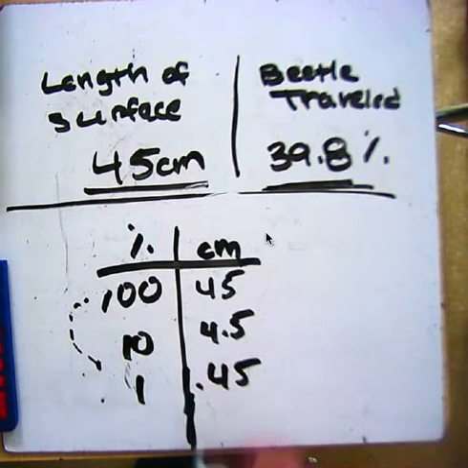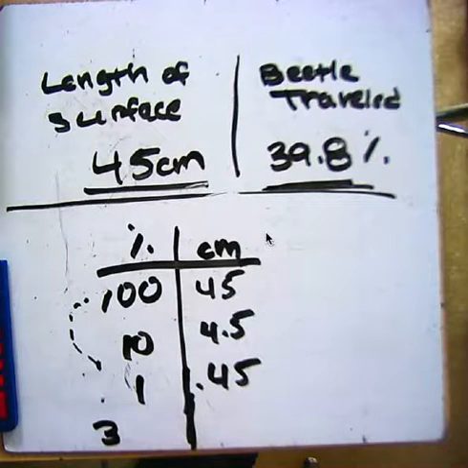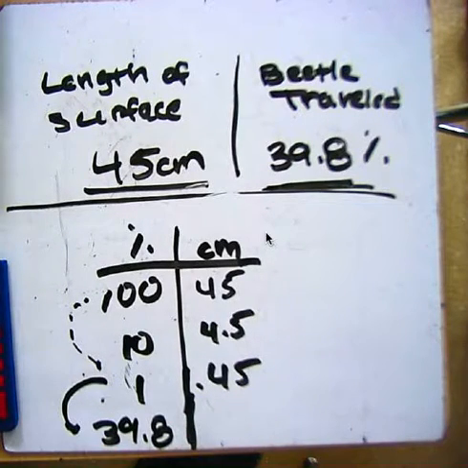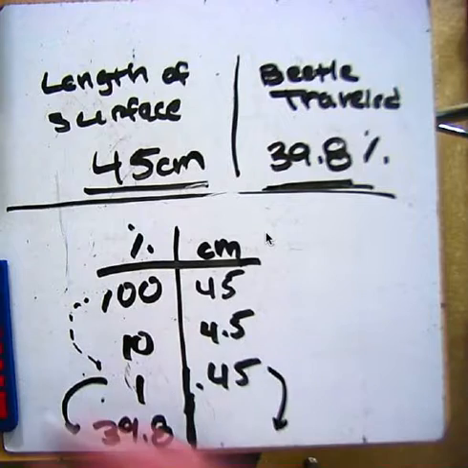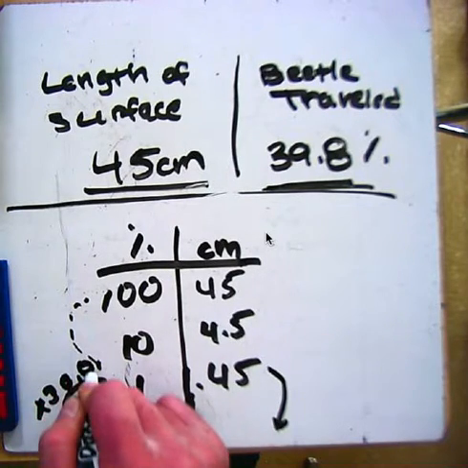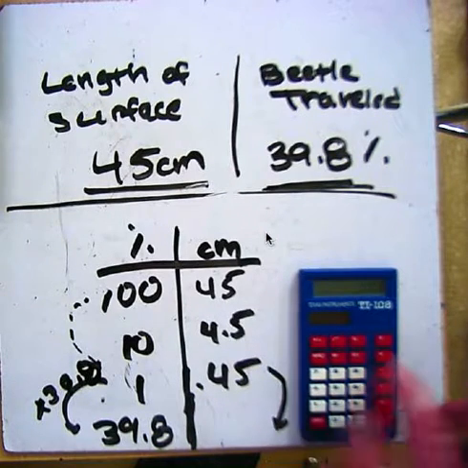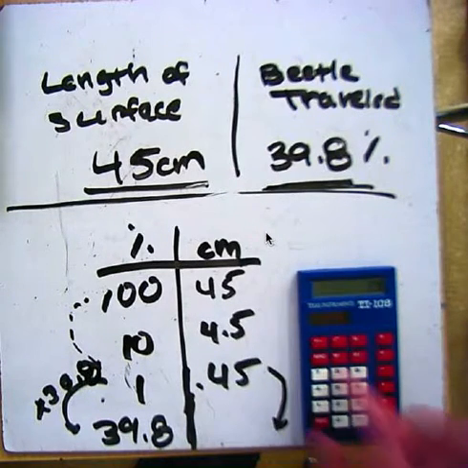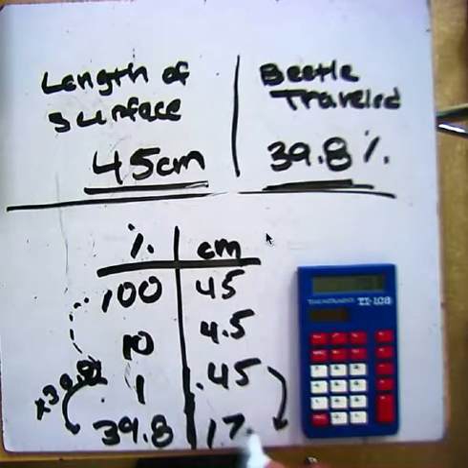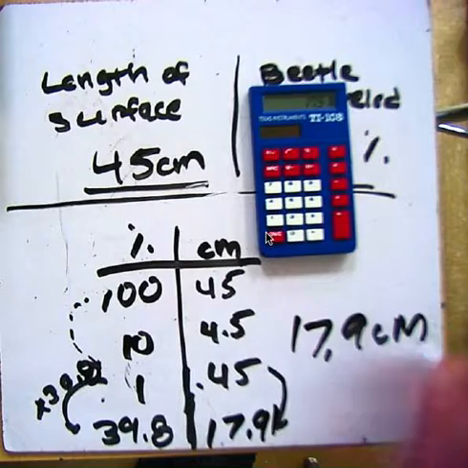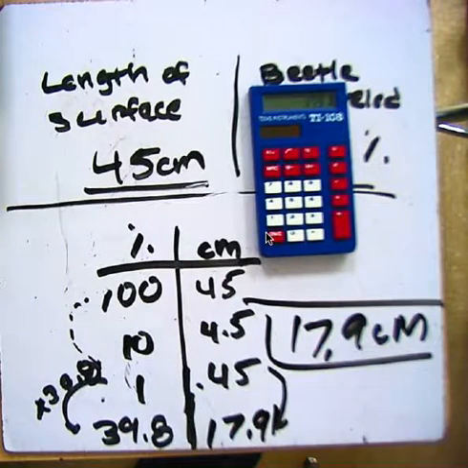And now it's really simple to go from 1% to 39.8%. We just multiply by 39.8. Whatever I do to one side, I must do to the rest. And I would do 0.45 times 39.8. And what do I get? 17.91. So our distance would be like 17.9 centimeters. Once again, in the real world, we would assume that group got about 18 centimeters.